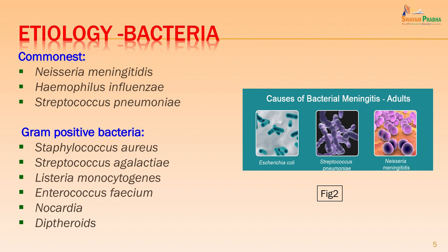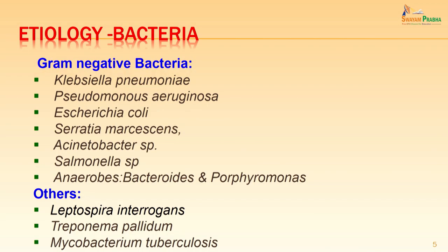The triad of organisms which commonly cause this are Neisseria meningitidis, Haemophilus influenzae and Streptococcus pneumoniae. Occasionally Streptococcus agalactiae, commonly called group B streptococci, can be seen in neonates. Other gram-positive bacteria can also cause infections. Listeria monocytogenes is an important pathogen, as are Staphylococcus aureus and Enterococci. Gram-negative bacteria are also known to cause infections, specifically hospital-acquired infections. The major pathogens are Klebsiella pneumoniae, Pseudomonas aeruginosa and Escherichia coli. Acinetobacter is a major hospital pathogen. Other bacteria which can cause meningitis are Leptospira, Treponema and Mycobacterium tuberculosis. Leptospira and Treponema normally present as aseptic meningitis.